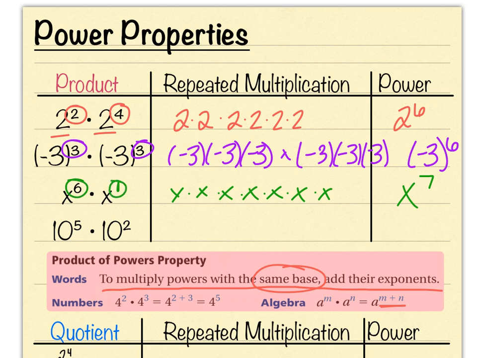I'm not even going to write this next one out. I've got 5 plus 2 is 7, so this will be 10 to the 7th. And that is the product of powers property. Pretty simple.